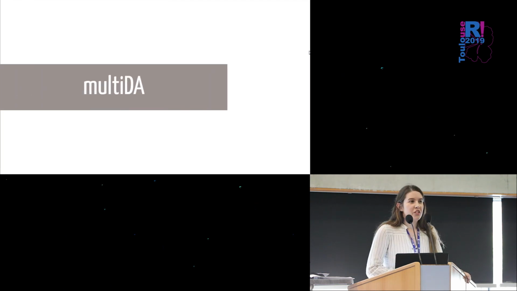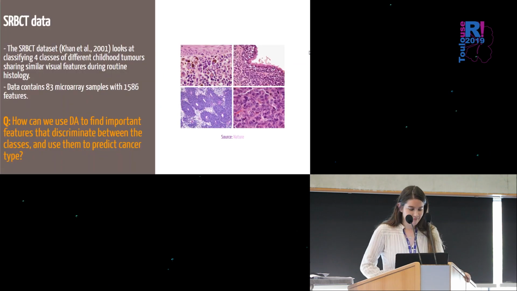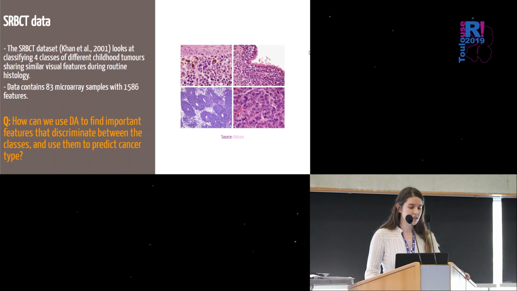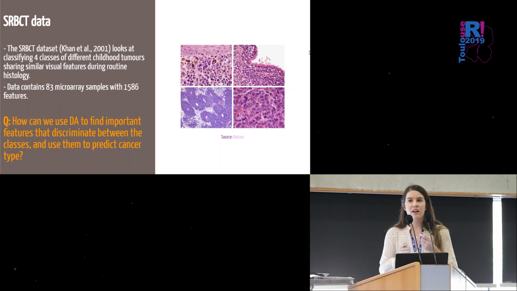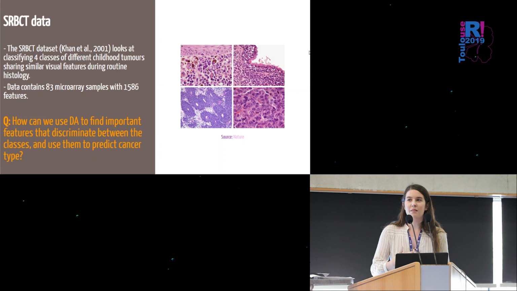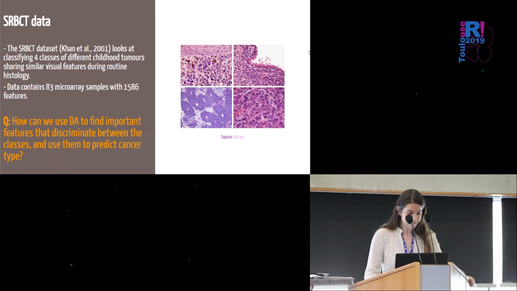First, I'll introduce the multiDA package, and I'm going to motivate it by a particular data set. We've got this small round blue cell tumor. I'm not a biologist, I might have pronounced it wrong. This data set is pretty old and looks at classifying 4 different classes of childhood tumors that share very similar histology visually, but genetically they are quite different. So they're trying to build an algorithm that can be more accurate in assigning treatments to children.